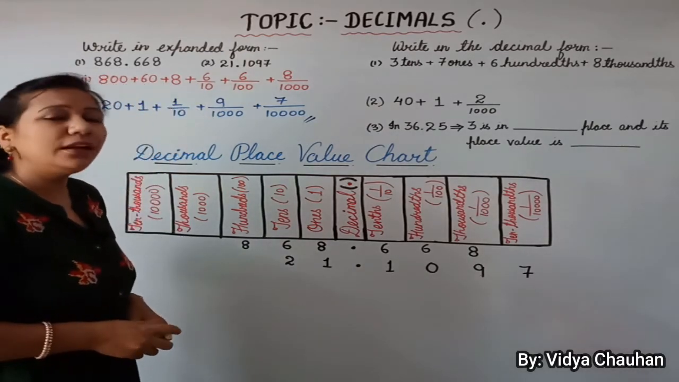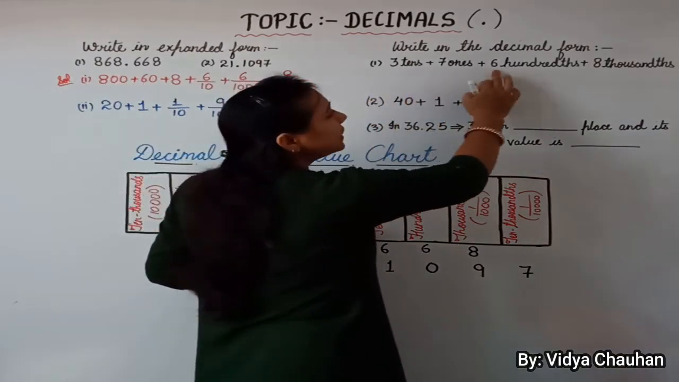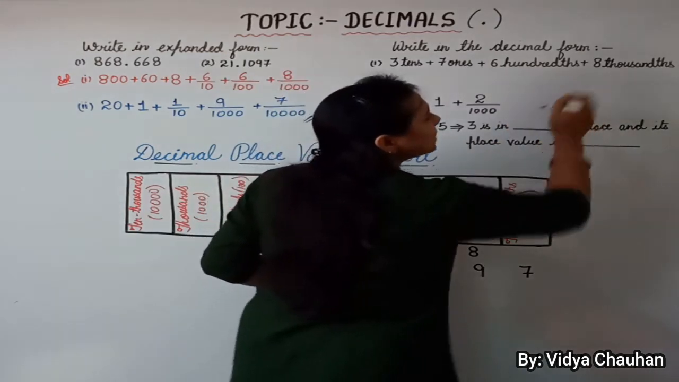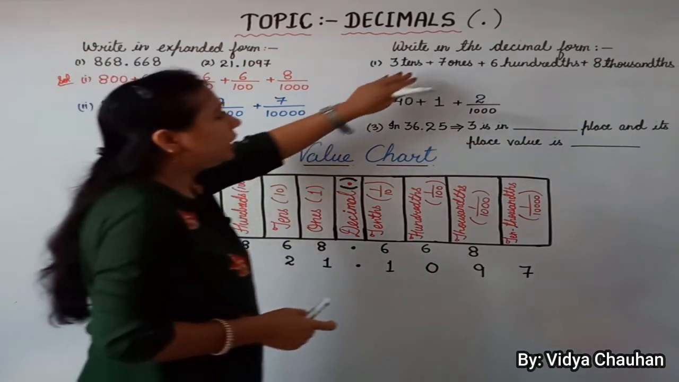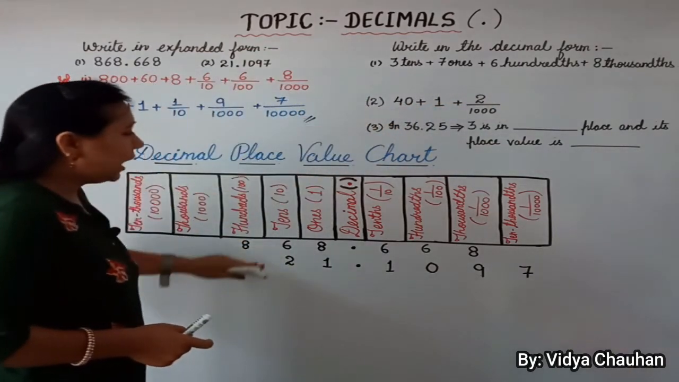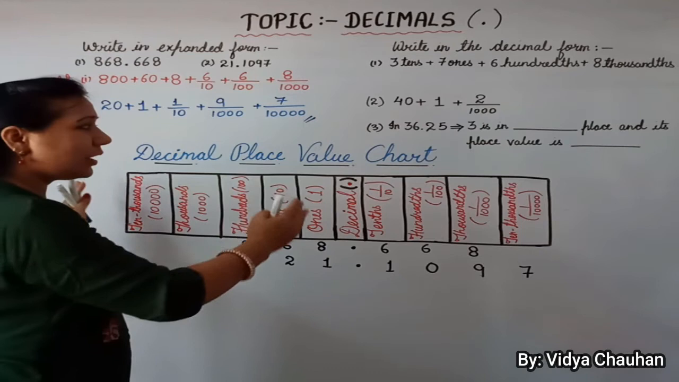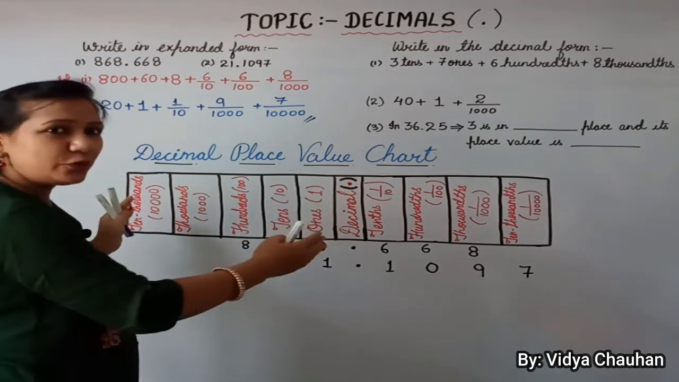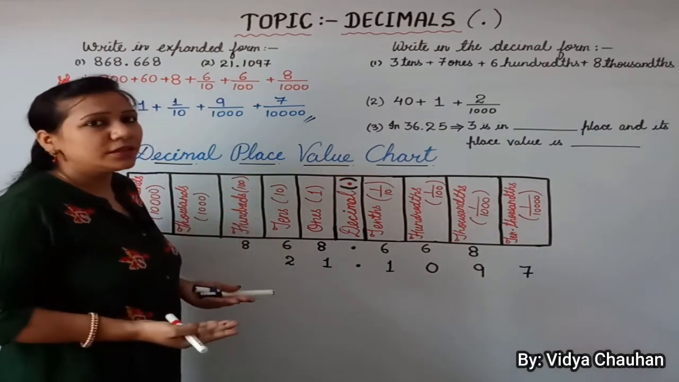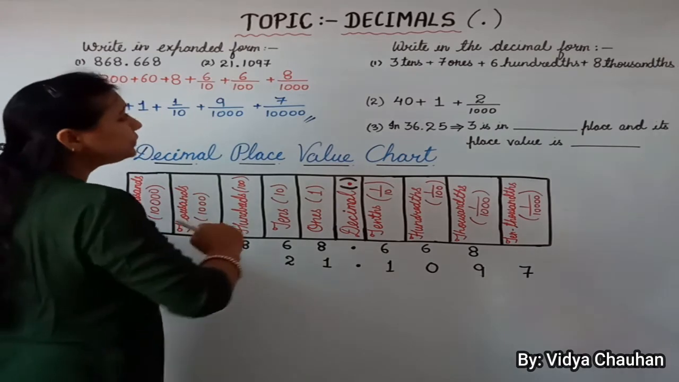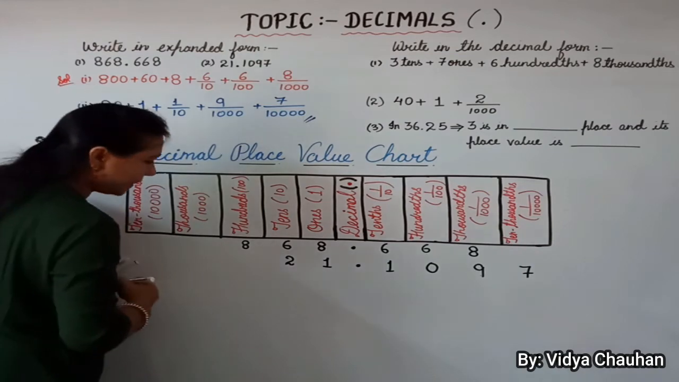Now let's move forward to the second part of the question, which is write these numbers in the decimal form. And our first part is 3 tens, 7 ones, 6 hundreds and 8 thousands. Once again, to represent these numbers in the decimal form, I will take help of this decimal chart. So you must be thinking that yes, understanding the concept of this chart is very useful because we are going to use this chart every now and then for the solution of the questions. So let me represent this expanded form here on this decimal chart paper.